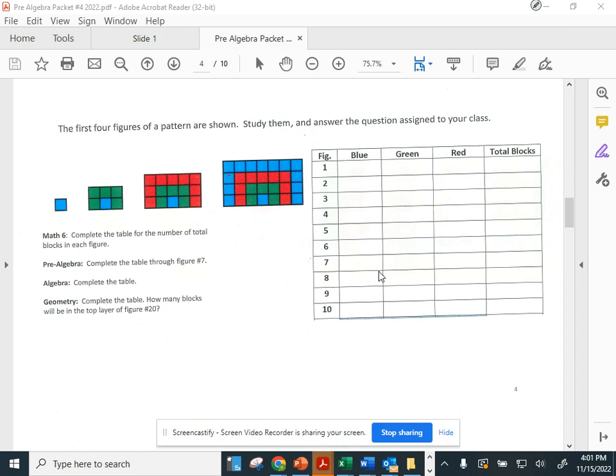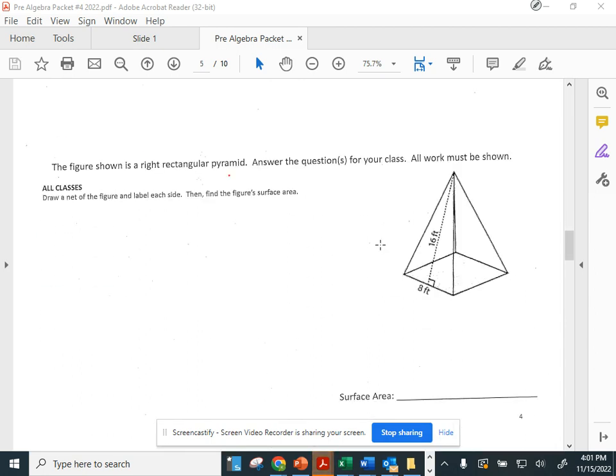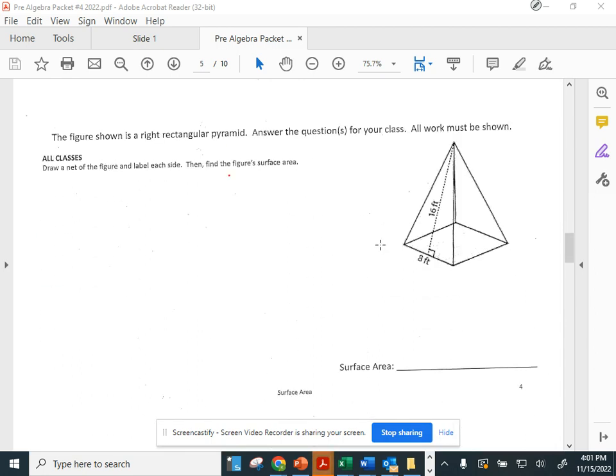Our next page is our geometry pages we've got coming up. So here we have a right rectangular pyramid. So the first thing we have to do is draw a net. So we have to pretend like we're cutting down the sides of this pyramid so we can lay it flat.